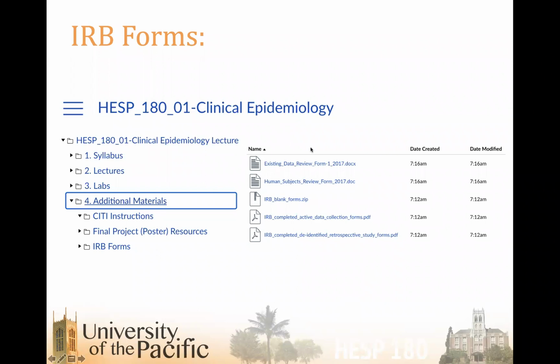IRB forms, this will take a little bit longer, but these two documents are both up on Canvas. The zip is just if you want to be more comprehensive, and there are some more files in there. But these are the examples, right? You're not going to fill those in exactly.